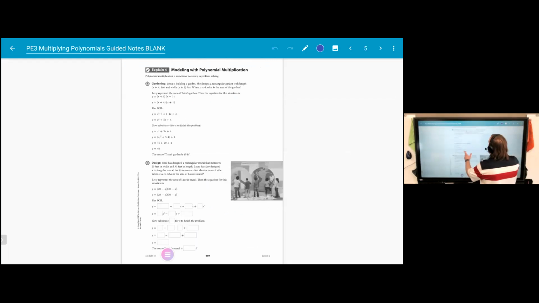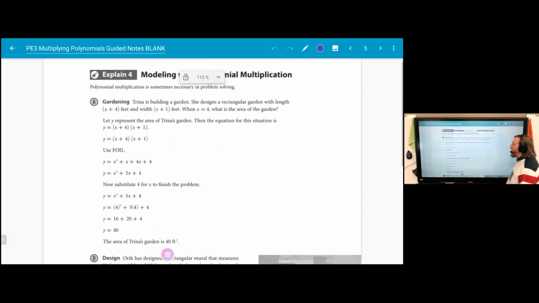Modeling with polynomial multiplication. Sometimes we've got to do this for problem solving. We've got Trina. Trina's building a garden. She designs a rectangular garden with length, so in other words, the length is x plus 4, and the width is x plus 1. When x equals 4, what's the area of the garden?